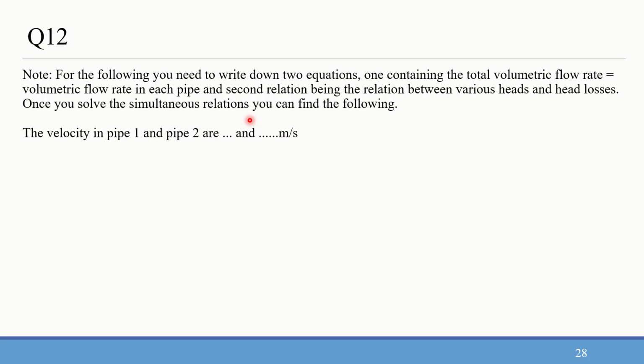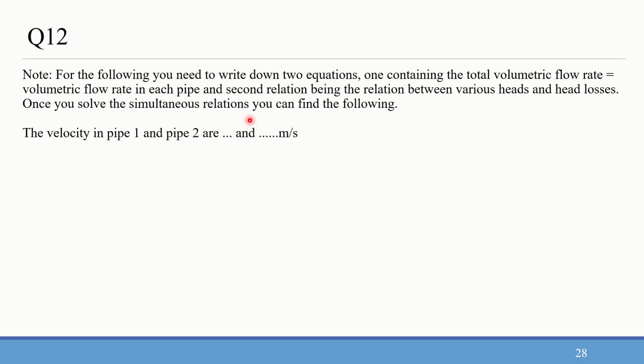So we are asked to write two equations, one containing the volumetric flow rate and the other containing the head loss. Here the pipes are connected in parallel, so head loss will be equal in pipe 1 and pipe 2, so we write H1 is equal to H2. But volumetric flow rate will be the sum of volumetric flow rate in pipe 1 and pipe 2. Q at the outlet is 0.15, I guess, meter cube per second.